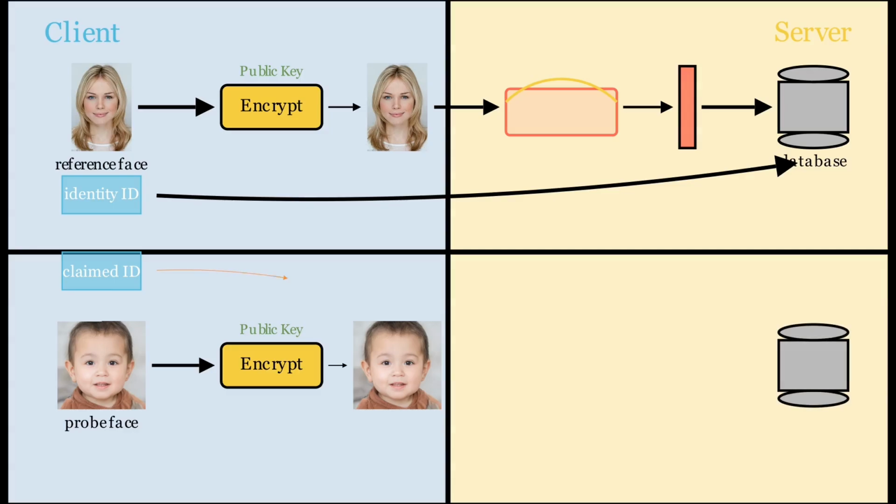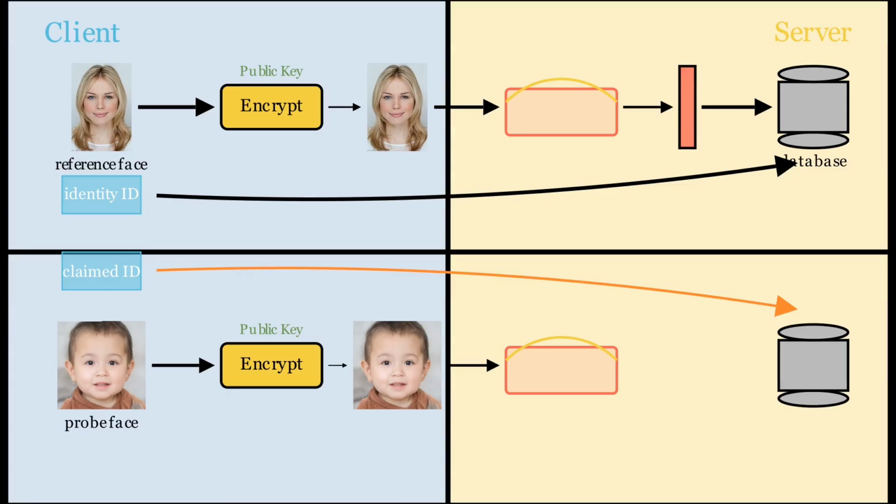Upon receiving the data, the cloud server initiates two parallel operations. First, it reads the plaintext claimed ID. It uses this identifier to query its centralized database and retrieve the user's original, encrypted reference vector, the exact same ciphertext that was blindly stored during the enrollment phase months ago.